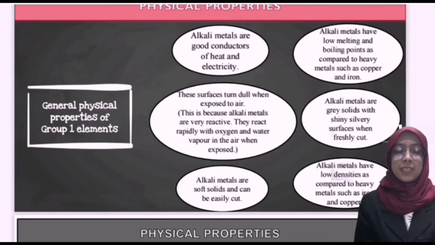I will explain about the physical properties and chemical properties of group 1. General physical properties of group 1 elements: alkali metals are good conductors of heat and electricity. Alkali metals have low melting and boiling points compared to heavy metals such as copper and iron. Their surface turns dull when exposed to air. Alkali metals are also grey solids with a shiny, slippery surface when freshly cut. Alkali metals are soft solids and can be easily cut. Alkali metals have low densities compared to heavy metals such as iron and copper.